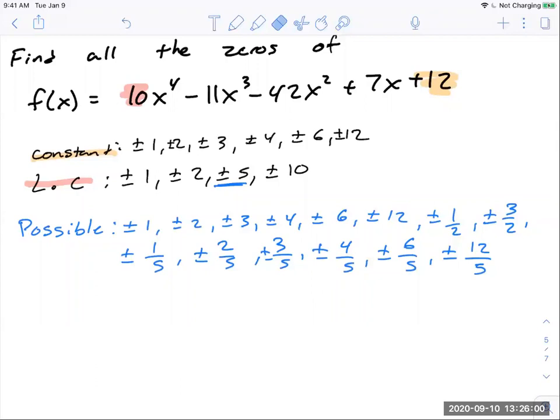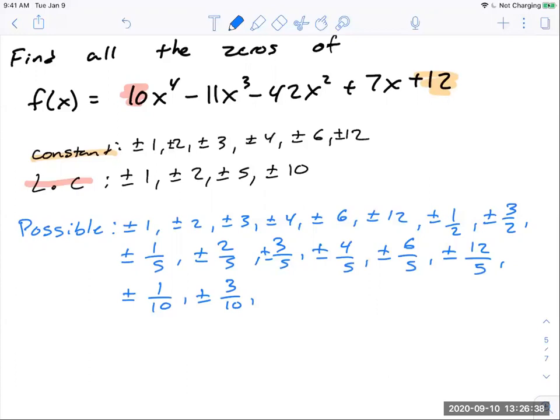And my last one, dividing it all by 10. 1 over 10. 2 over 10 is 1 over 5, I already have it. 3 over 10. 4 over 10 is 2 over 5, so I already have that one. 6 over 10 is 3 over 5, I already have that one. And 12 over 10 is 6 over 5, I already have that one.